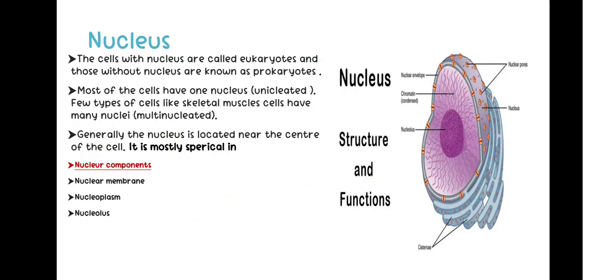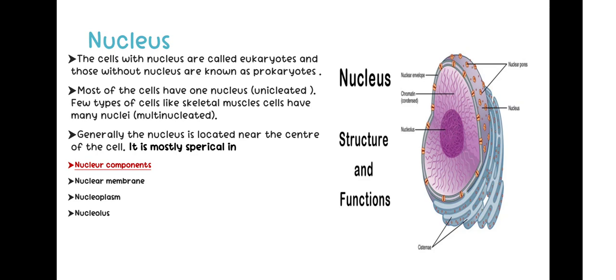Nucleus. The cells with a nucleus are called eukaryotes, and those without a nucleus are known as prokaryotes. Eukaryotic cells are the human cells, or the cells of advanced developed animals, which have a nucleus. Most of the cells have one nucleus, which is called uninucleated.